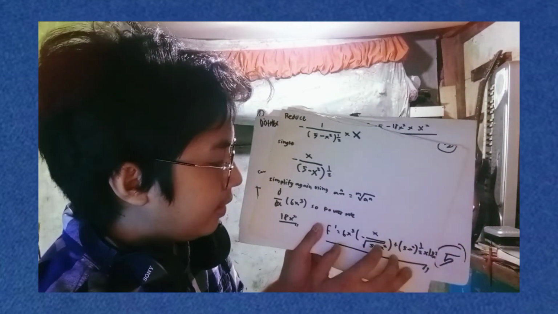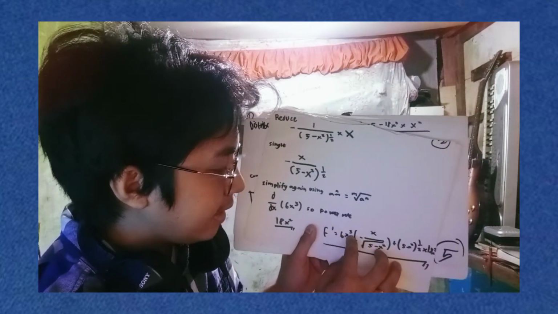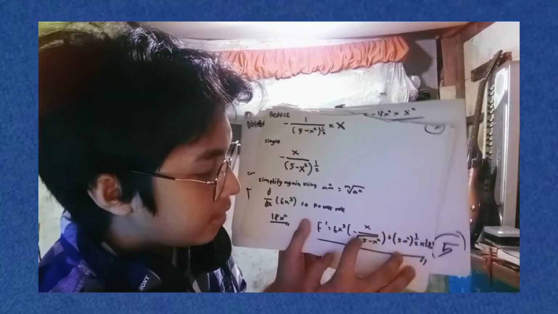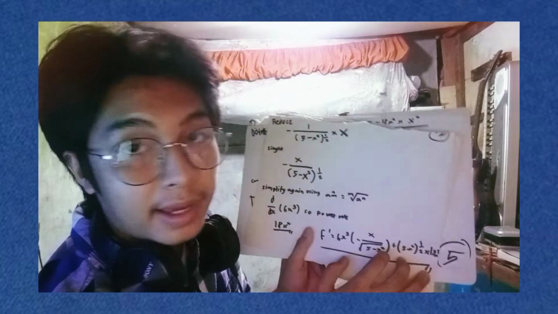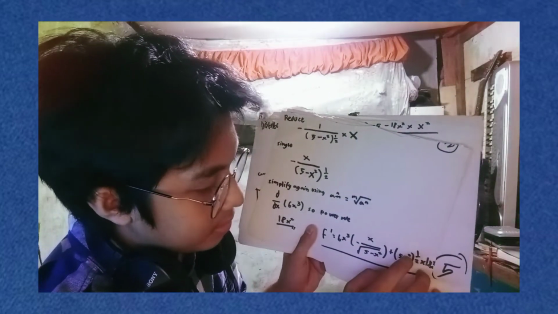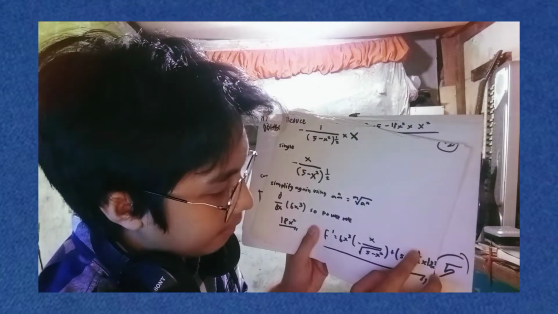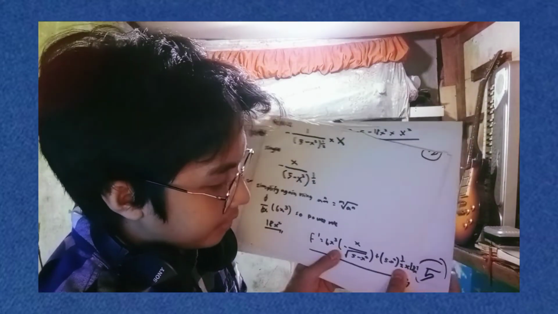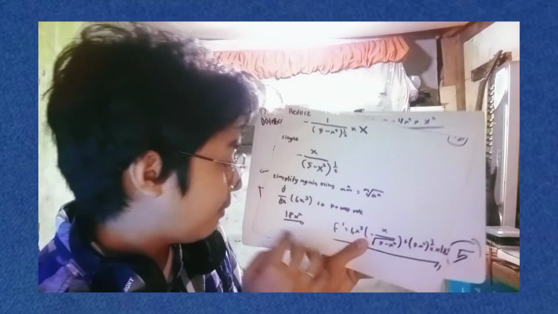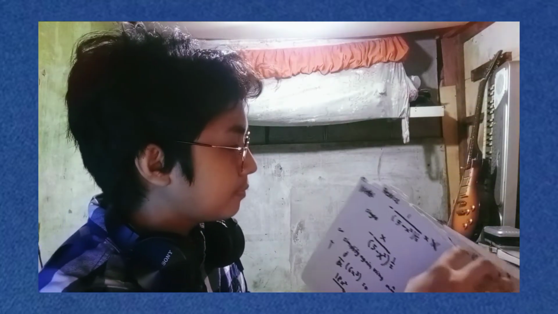Then we follow everything. Then f1 of x equals 6x cubed times the quantity negative x over square root of 5 minus x squared, then add the quantity 5 minus x squared raised to 1 half times 18x squared, from what we get from here.